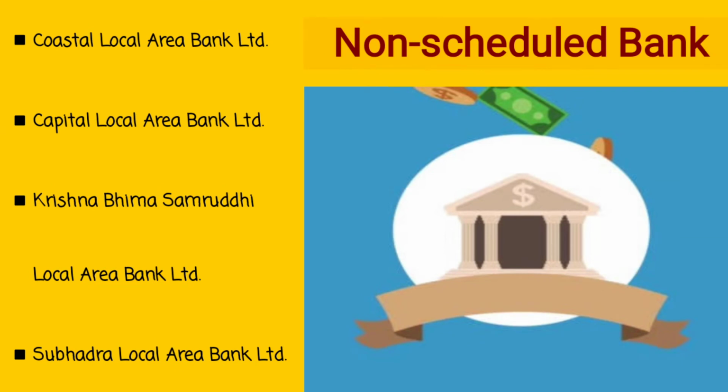Next is non-scheduled bank. Non-scheduled banks are just the opposite of scheduled banks. Those banks which are not covered under the second schedule of RBI Act 1934 are known as unscheduled banks. These banks do not have a paid up capital of 5 lakh rupees. So those banks who are having less than 5 lakh paid up capital, they are qualified for being unscheduled banks. Unscheduled banks in India are Krishna Bhima Samriddhi Local Area Bank Limited, Coastal Local Area Bank Limited, Capital Local Area Bank Limited, etc.